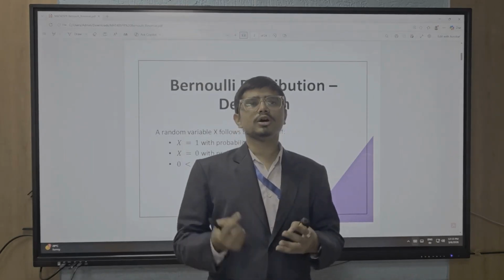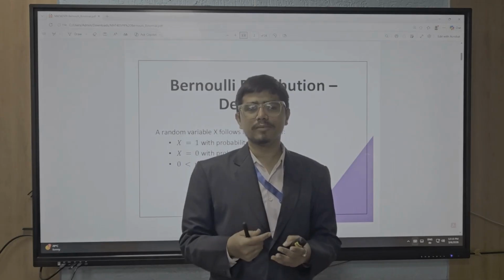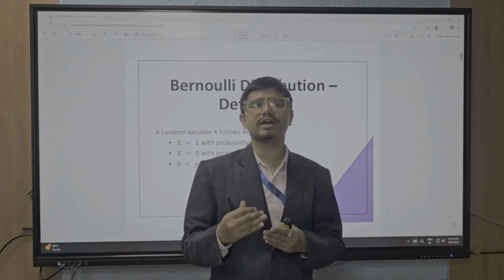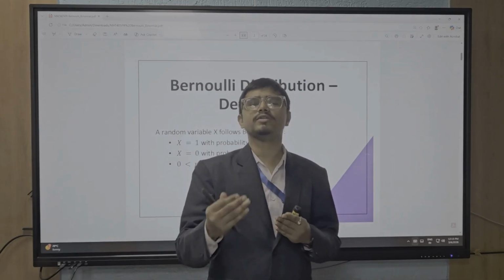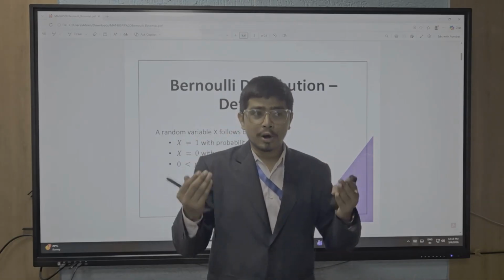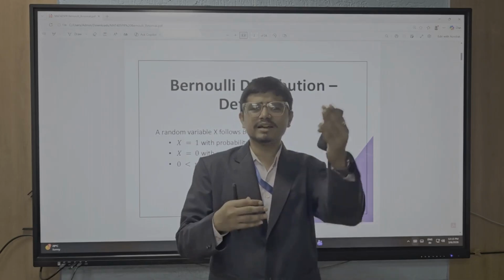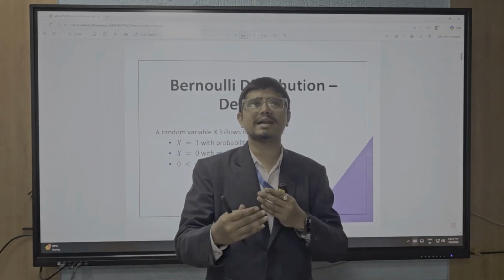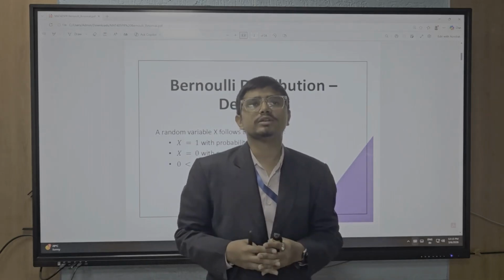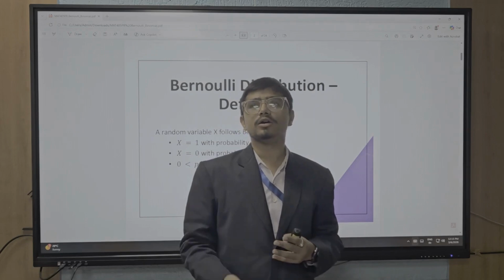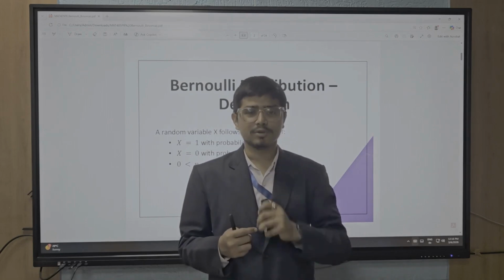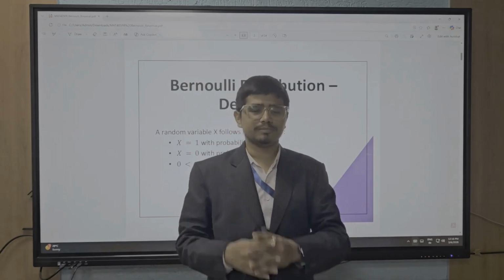So when we toss a coin, we get either head or tail, and based on the head or tail, we can get either batting or bowling, means in the cricket scenario. So this scenario happens while tossing a coin one time. It's called a Bernoulli distribution.